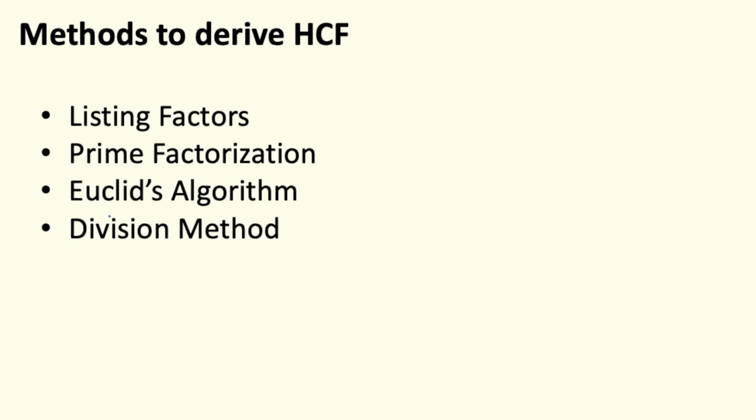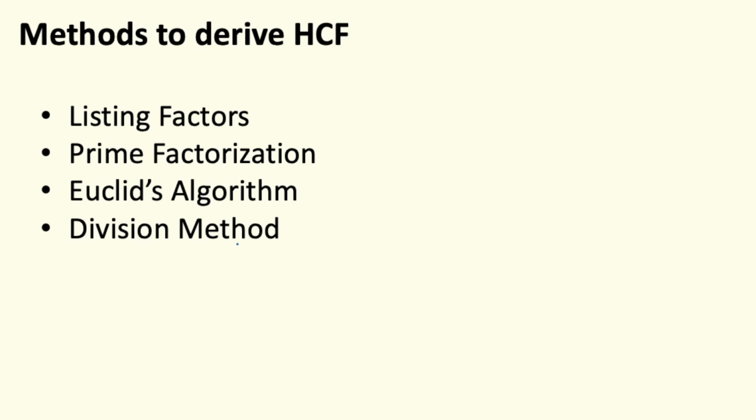The last one which we'll discuss today is the division method. This is a quicker method that uses repeated division to get the HCF. Now mind you, this division method is nothing but an improved version of the Euclid's algorithm method. So when we discuss the example, you will see how we improve the Euclid's algorithm method to use the division method.